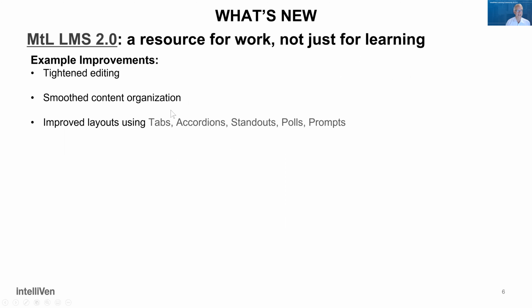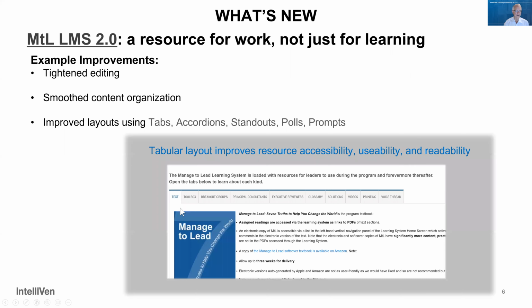We have tightened the content through editing and smoothed the organization of the content, so it's easier to navigate, easier to get at, more logical and intuitive. We've also improved the layouts using learning management system functionality called tabs. For example, here you see the resources that are available to you in the program: the text, the toolbox, breakout groups, principal consultants. This used to be just a long linear list, and now it's a little bit easier on the eyes and easier to navigate.